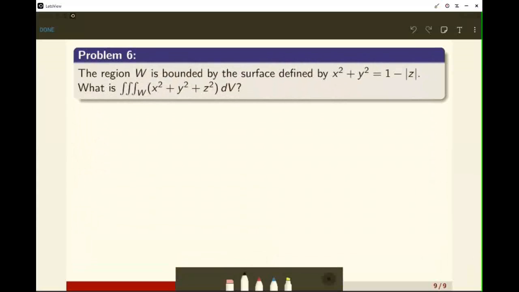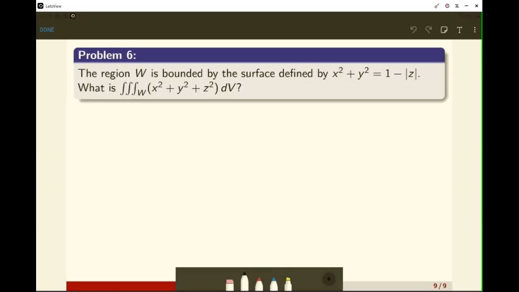The last thing we have is this integral of what looks like a spherical radius, x squared plus y squared plus z squared, over a region that's defined more in terms of cylindrical coordinates: x squared plus y squared is equal to something in terms of z, the absolute value of z. And so here we've got this tension: do we prioritize the region and use cylindrical coordinates for our integral, or do we prioritize the integrand and use spherical coordinates, and do more work to describe the region?